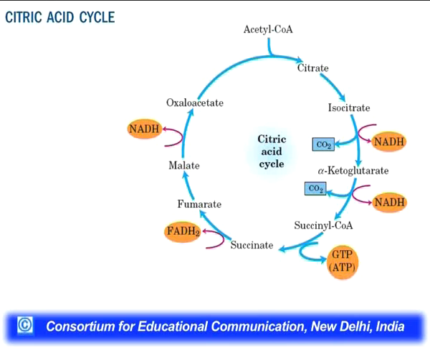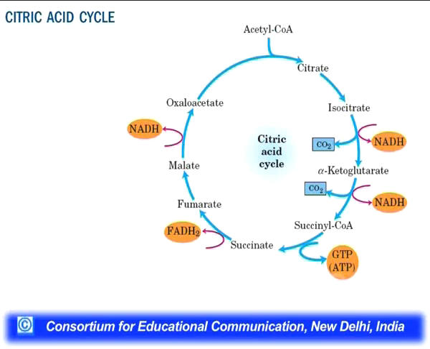From the fumarate, the malate is formed, and at the end, malate gets converted to oxaloacetate with the release of NADH. So, we can just see how much energy is being released in the citric acid cycle by this conversion of acetyl-CoA and complete oxidation in the form of carbon dioxide, which is released at this step of isocitrate to alpha-ketoglutarate and alpha-ketoglutarate to succinyl-CoA. There are a number of reducing equivalents which have been produced, such as NADH, FADH2, GTP, which is equivalent to ATP.